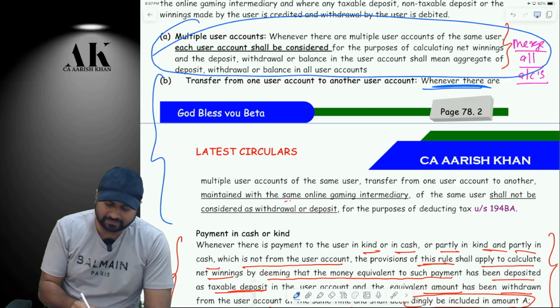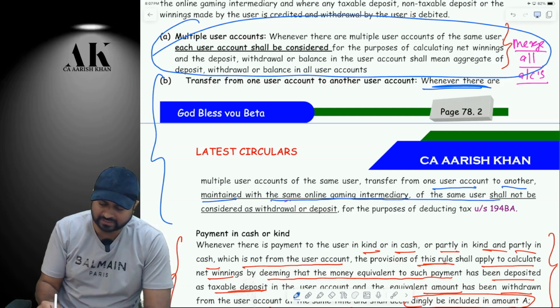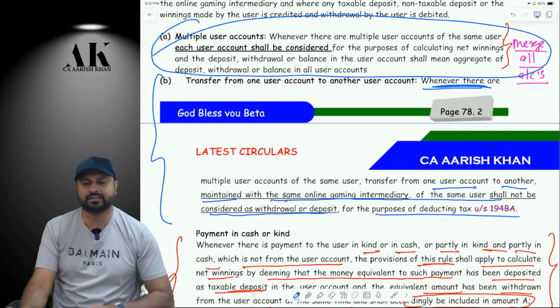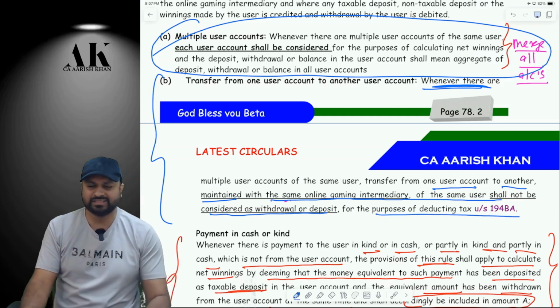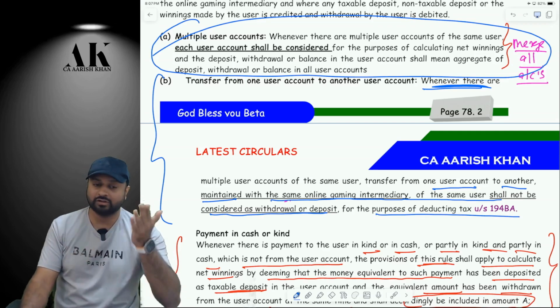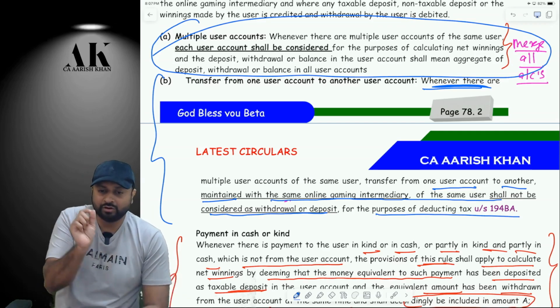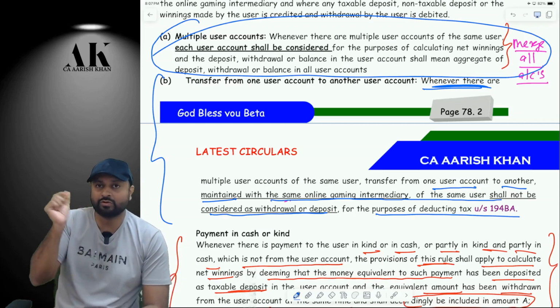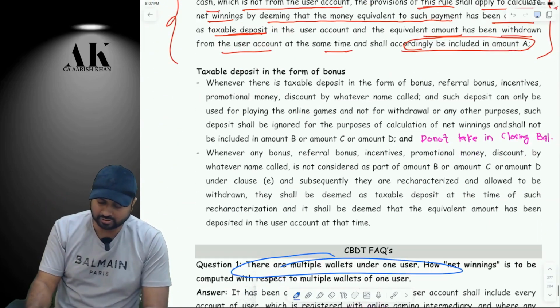Check please. Whenever there are multiple user accounts of the same user, transfer from one user account to another maintained with the same online gaming intermediary of the same user shall not be considered as withdrawal or deposit for the purpose of deduction of tax under Section 194BA. These are small issues, but they can also be important for 1 or 2 marks. If they want to ask one-liner questions of 1 or 2 marks, they can test you over these points also. Be very careful about it.